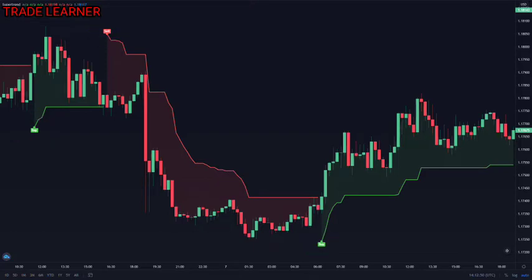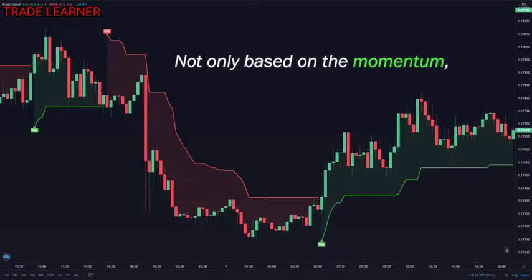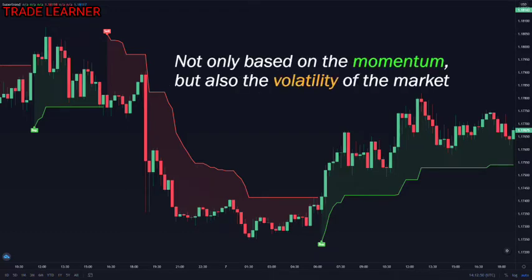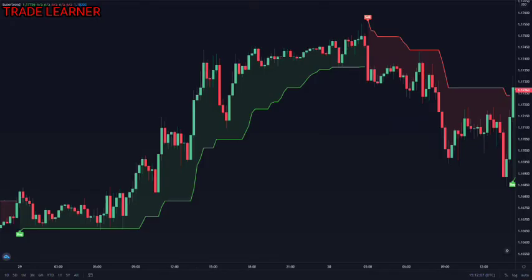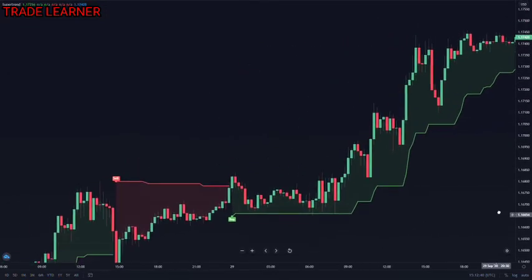A good thing about this indicator is that not only is it very simple to use, but it's also a very good indicator because the SuperTrend is based on the ATR. That means the indicator generates signals not only based on the momentum, but also the current volatility of the market. And before we continue, if you open the SuperTrend indicator, this is what it looks like. A single line that switches from green to red and vice versa. And how you use it is pretty self-explanatory.